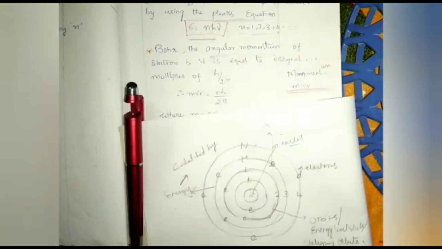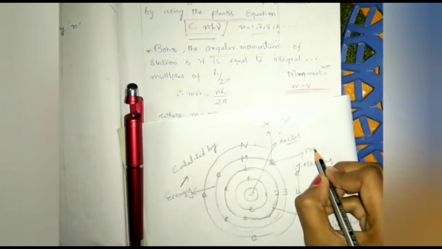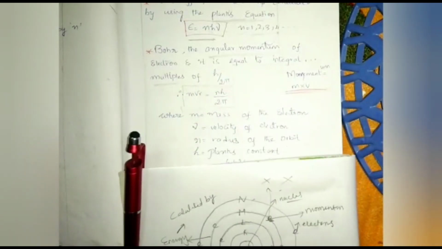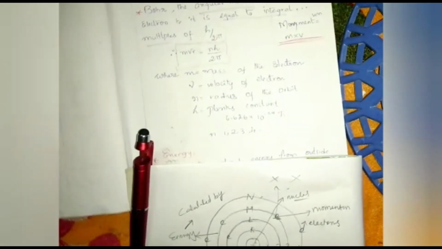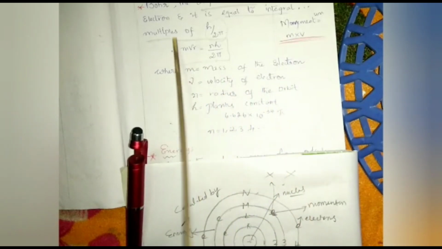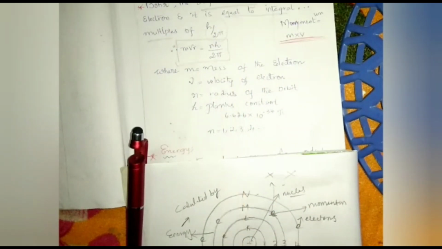Bohr also explained the angular momentum of the electron, and he gave the equation. Again, mvr equals nh by 2π, where m equals the mass of the electron, v equals the velocity of the electron, r equals the radius of the orbit, and h equals Planck's constant. Very easy, one easy postulate.